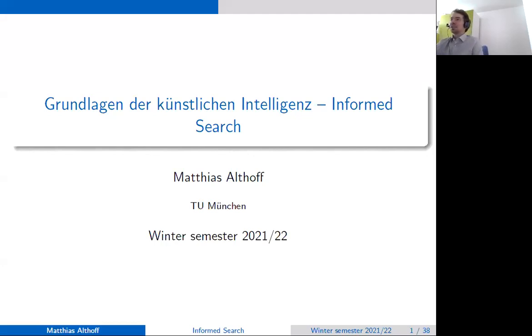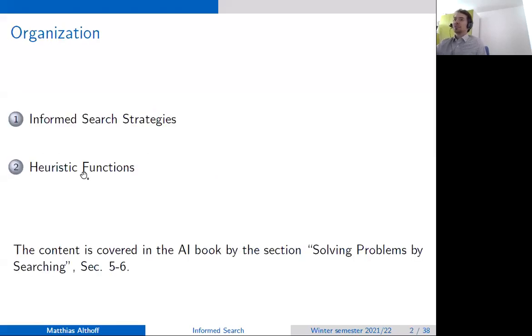So we can continue search. Yesterday, we talked about uninformed search, and obviously today we're talking about informed search. This lecture is a little bit shorter. Also today, we just have a 45-minute lecture, and afterwards, Gerald will start with the first exercise. So we basically talk about two informed search strategies today, greedy best first search and A-star search. For both search strategies, we need heuristic functions that we are going to address in the second half of this lecture. Everything you see today is also found in the Russell Norvig book in the section solving problems by searching, sections 5 to 6.